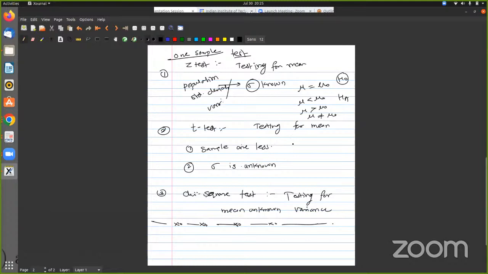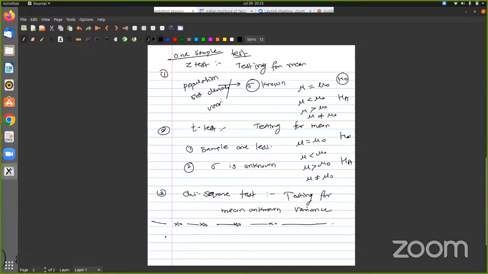For t-test, again we are comparing the same. This is my null hypothesis. Again, mu is less than mu naught, mu is greater than mu naught, and mu is not equal to mu naught, right? Okay. Here what we'll do in chi-square test?